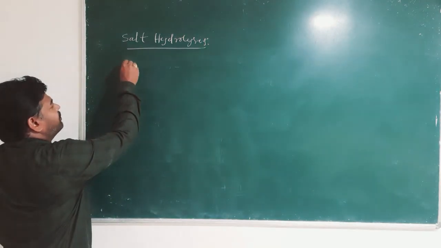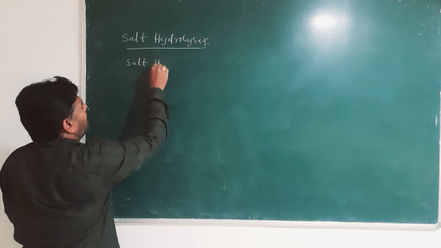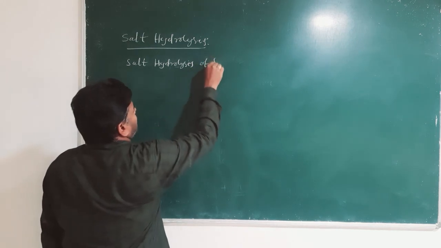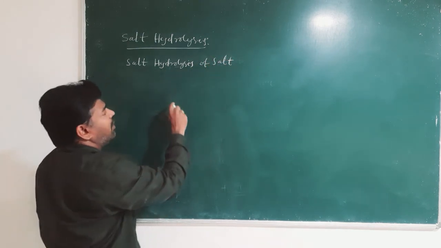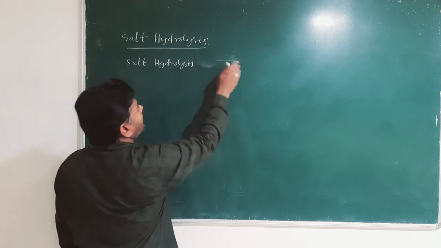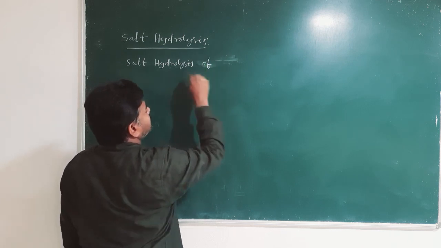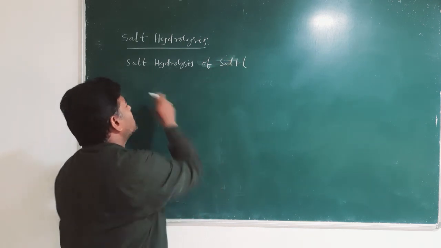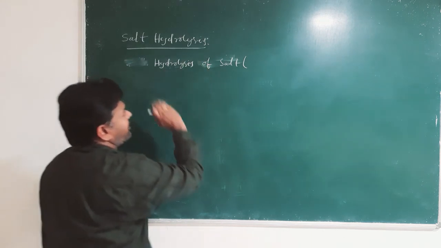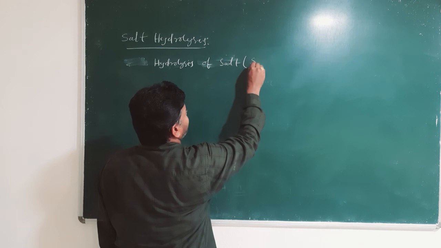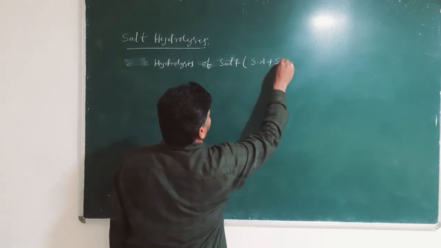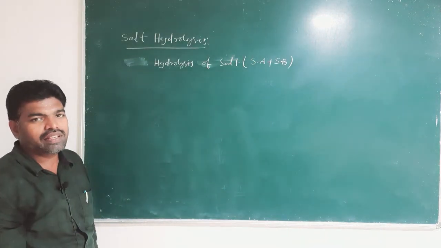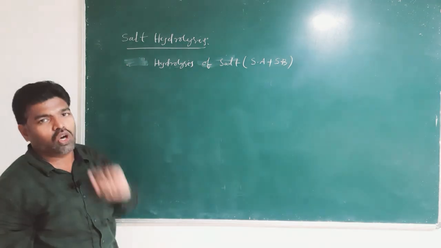Let us see the salt hydrolysis. Hydrolysis of salt. What is that salt? Salt formed by the strong acid and strong base, a salt formed from the combination of strong acid and strong base.